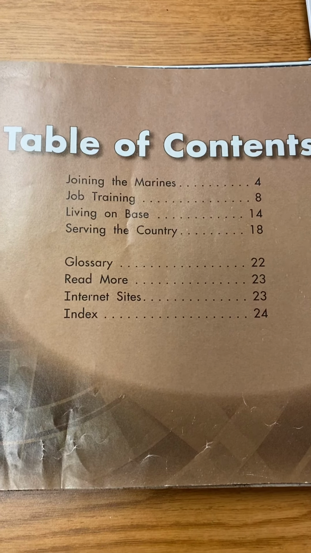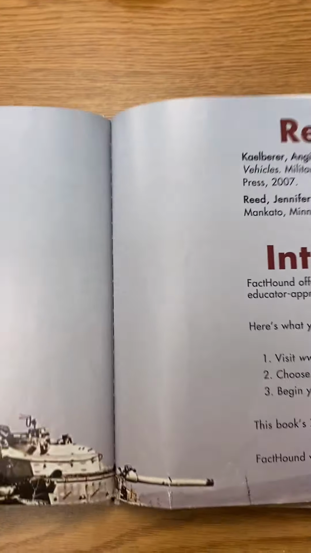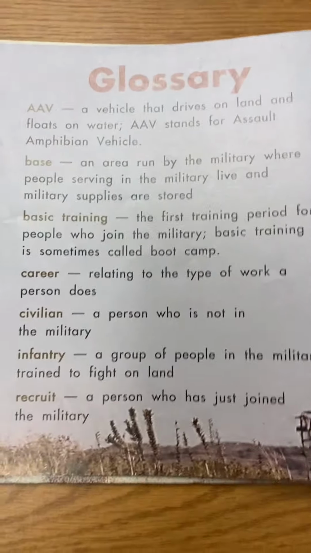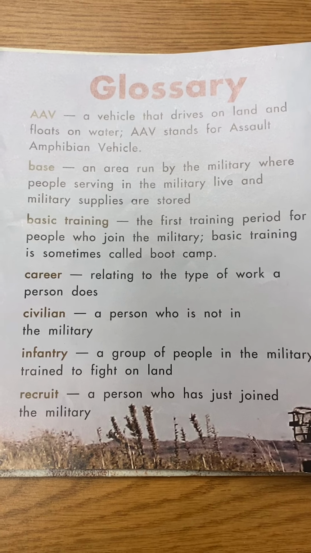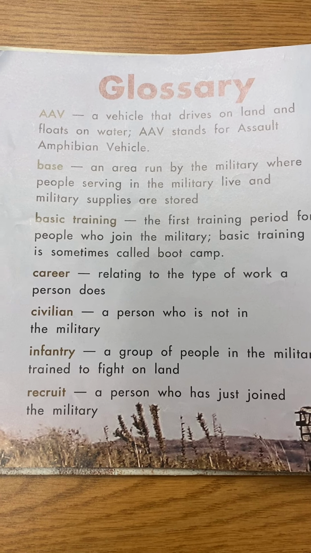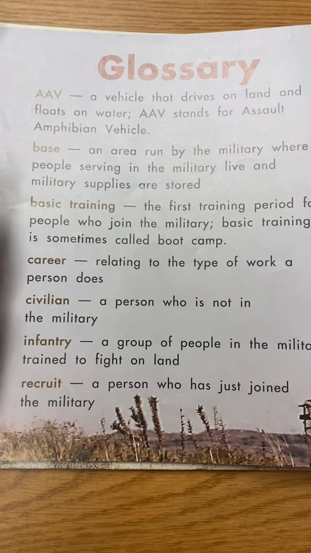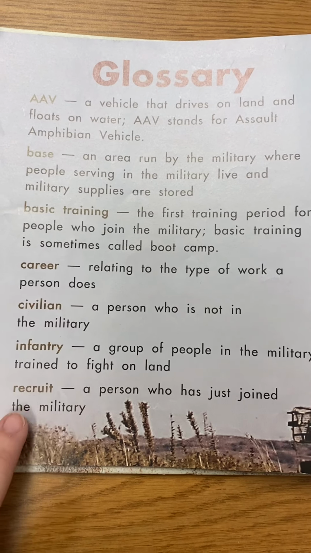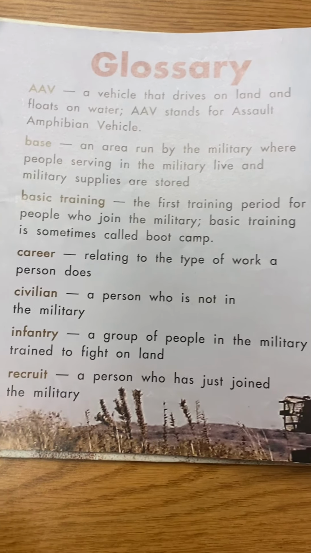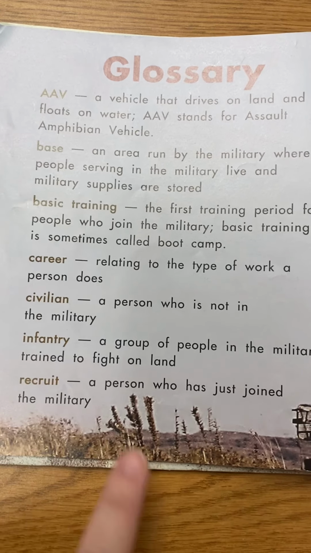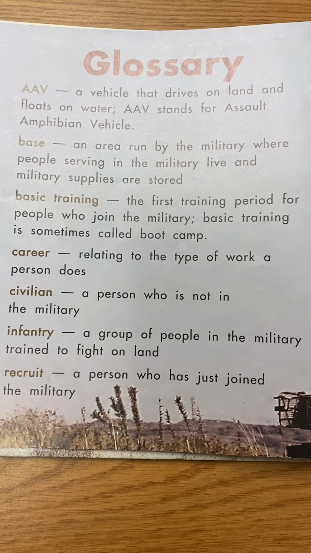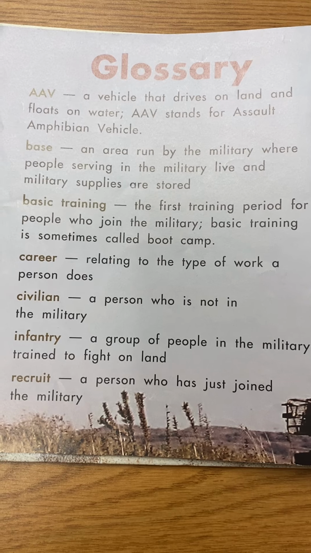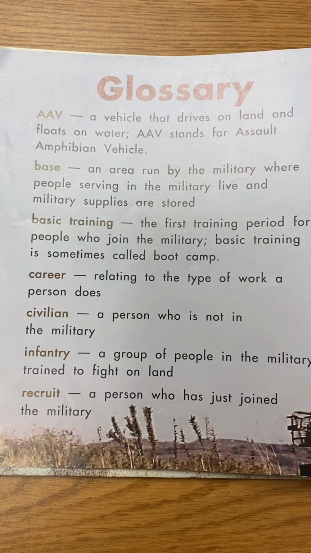and read that chapter. We're going to flip to the back now to look at the glossary. I like the glossary a lot. It is like a dictionary for the book. So sometimes in books when we're learning about different things, there might be words that we don't know or don't understand. You can turn to the glossary and read the words that you didn't understand and learn more about them. So for example, infantry. Infantry is a group of people in the military trained to fight on land. They give you the definition of a word you might not know.